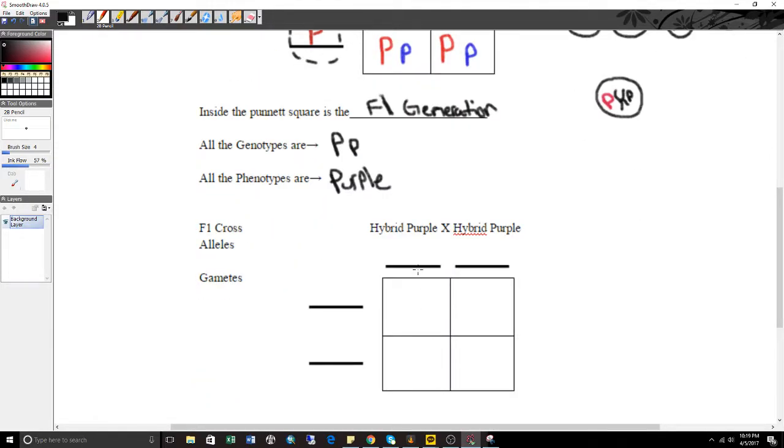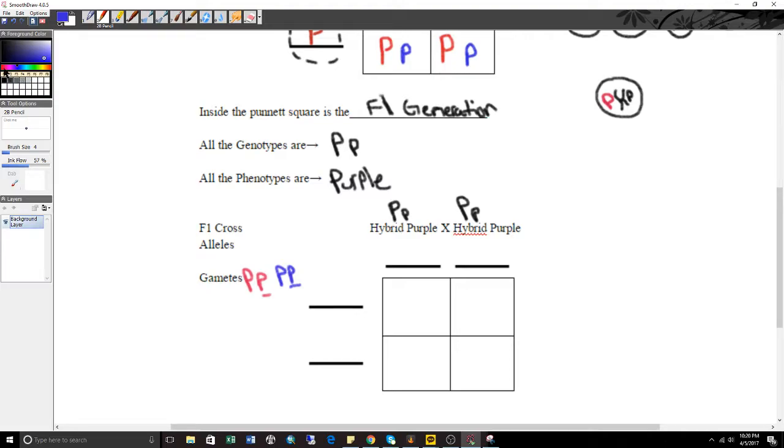So now we're doing the hybrid. So for these ones, for hybrid, for parent 1, it's going to be big P, little p, right? For number 2, same thing, big P, little p. So that means the gametes for parent 1 will be big P, little p. And the gametes for parent 2 are going to be big P, little p.